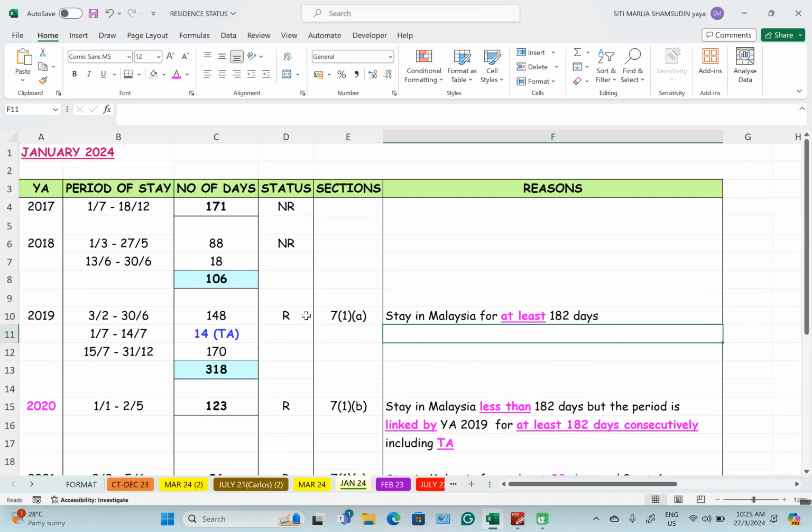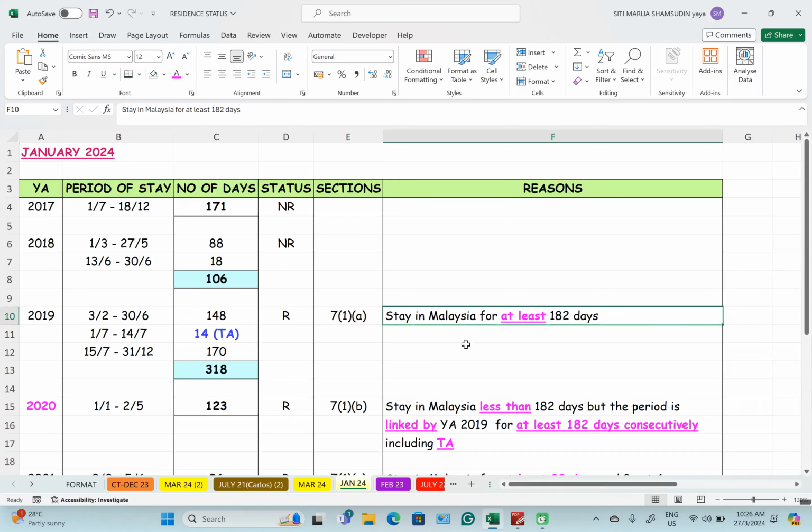318, this one is resident under which section? Section 7, subsection 1A. So how do we give reason? Stay in Malaysia at least 182 days. Please bear in mind, guys, do not give the reason "stay in Malaysia for more than 182." Wrong. The correct reason is at least 182 days.